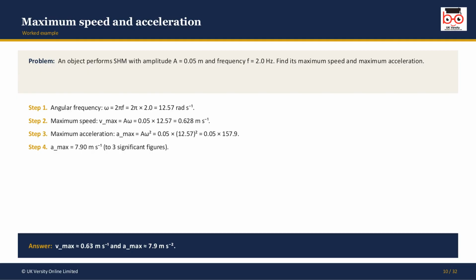0.05 times 12.57, giving 0.63 meters per second. The maximum acceleration is amplitude times omega squared, 0.05 times 12.57 squared, that's 0.05 times 157.9, which comes to about 7.9 meters per second squared.